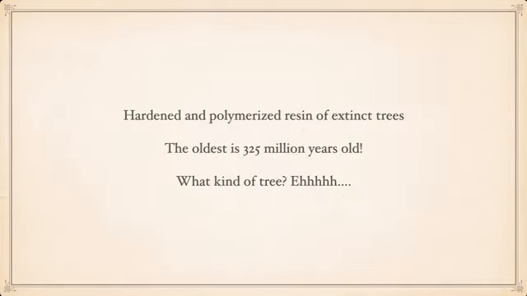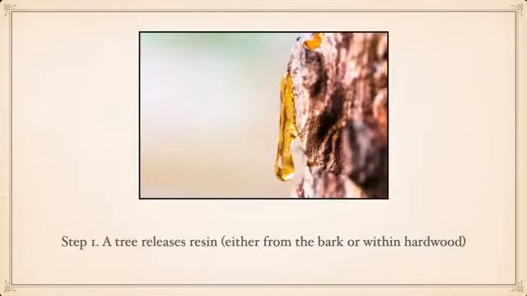Now, it is, to be exact, the hardened and polymerized resin of extinct trees. Technically, some people don't like that it's called a fossil, but that's what it is. It's hardened polymerized resin. Now, the oldest amber that we have is 525 million years old. In terms of what type of tree it comes from, people argue about that. It doesn't even just come from the bark, it's been able to come from sap out of the hardwood of the tree, the central middle part of the tree. The key thing is, as long as it is polymerized, and we'll get into that a little bit later.